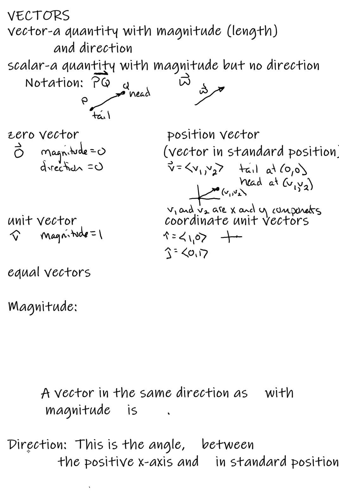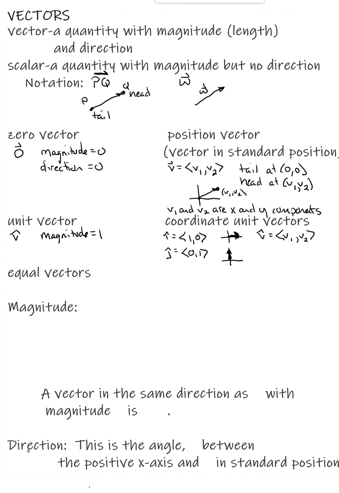The point (1, 0) is out here, so that would be my i vector. The point (0, 1) is up here, so this would be the j vector. Now if I have a vector, let's just call it v, made up of the components v1 and v2. Remember, v1 and v2 are scalars. They're not vectors. They're just numbers.